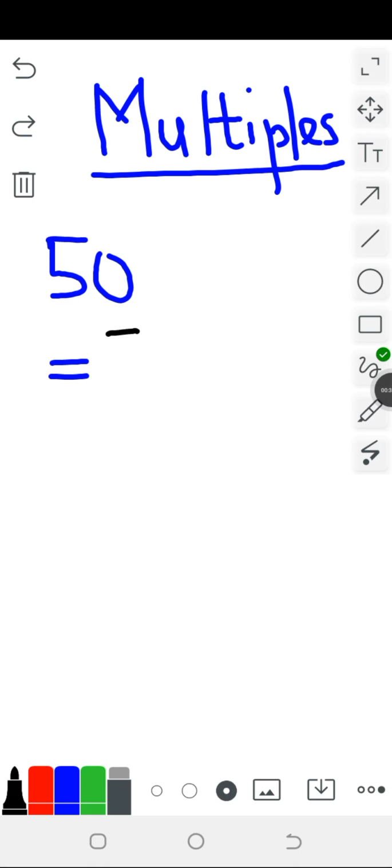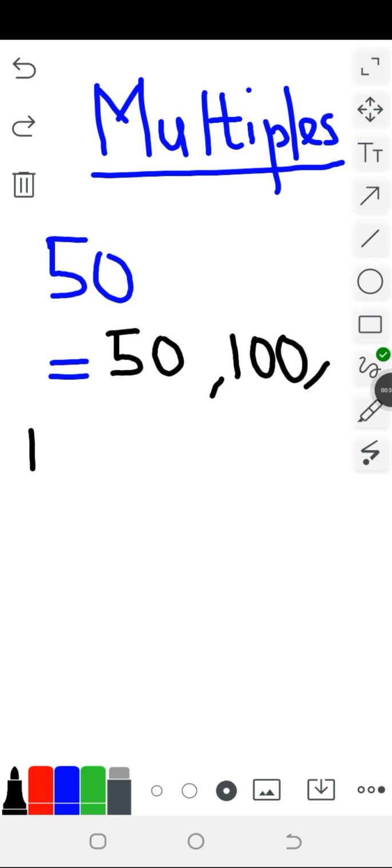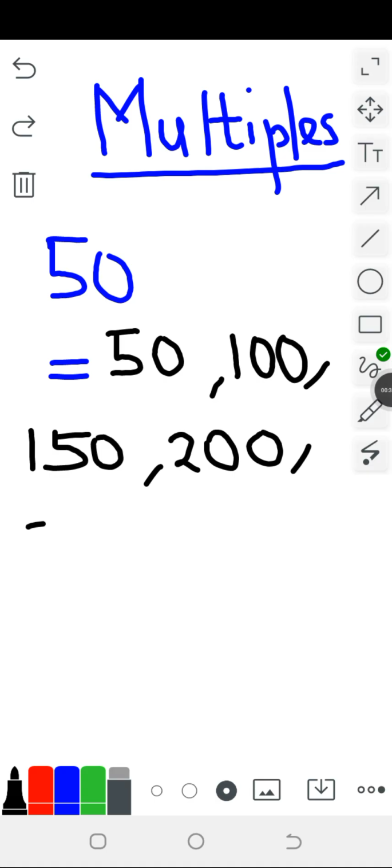So 50 times 1 will give us 50. You use 50 to multiply 2. 50 times 2 will give us 100. We use 50 to multiply 3. 50 times 3 is what? 150. You use 50 to multiply 4. 50 times 4 is 200. You use 50 to multiply 5. 50 times 5 is 250, and so on and so forth.